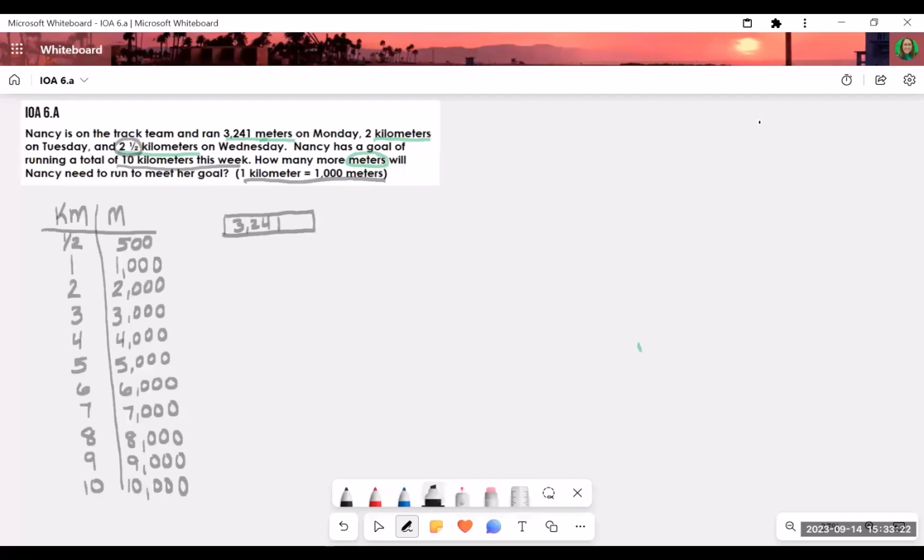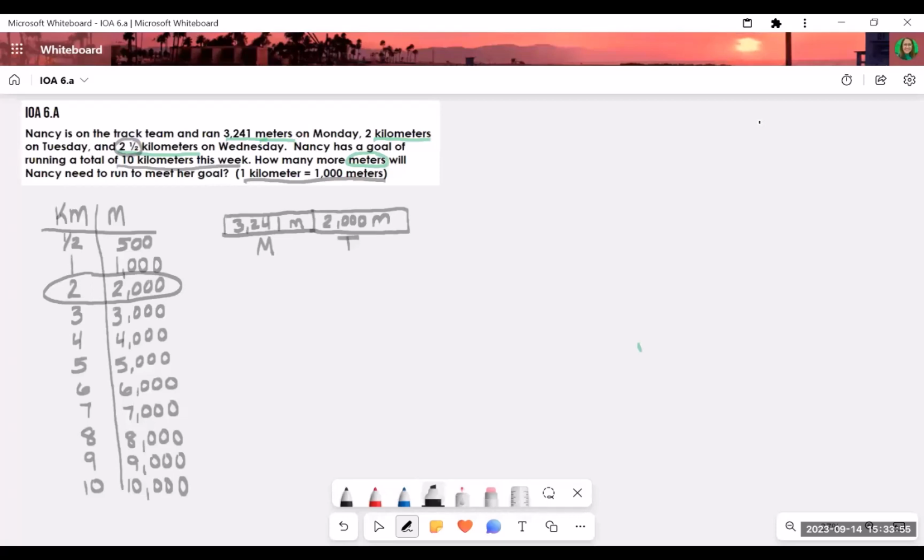3,241 meters on Monday. I'll just put an M for Monday to kind of keep track. Then I'm going to add to that 2 kilometers. Well, my answer needs to be in meters, remember. So I'm going to come over to my 2-column table, my equivalency table, and I see that 2 kilometers is the same as 2,000 meters. So let's write that in. And that is what she did on Tuesday.